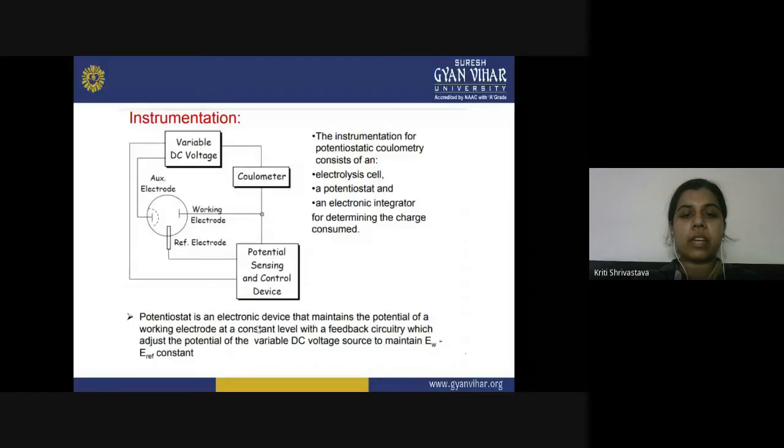It is an electronic device that maintains the potential of a working electrode at a constant level. Since our technique is controlled potential coulometry, we have to maintain the potential constant with a feedback circuitry which adjusts the potential of the variable DC voltage source to maintain E working electrode minus E reference constant. So how are we measuring the potential here? We are simply getting the difference of the potential between your reference electrode and the working electrode.